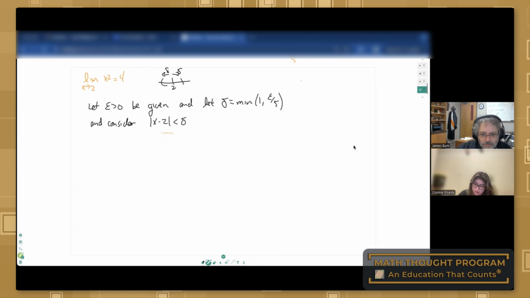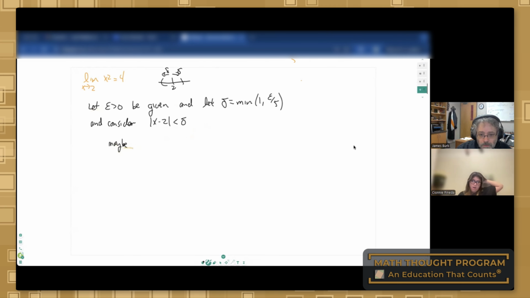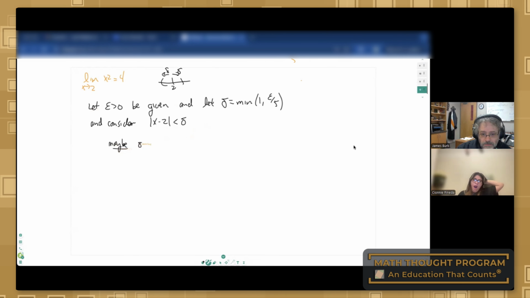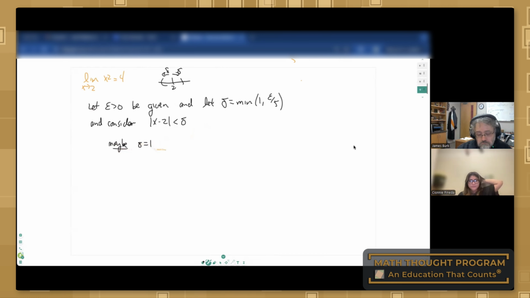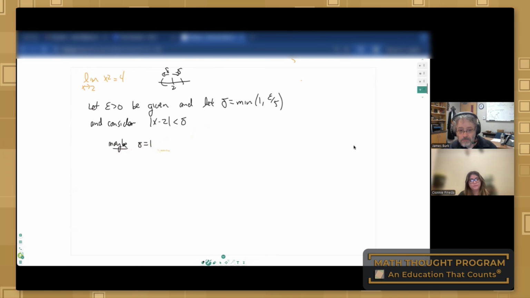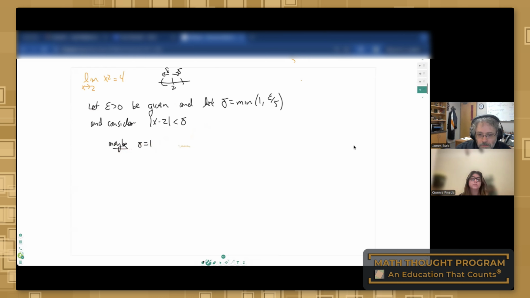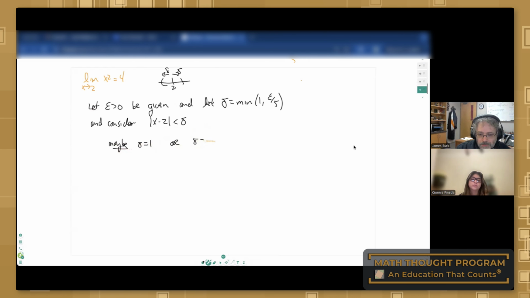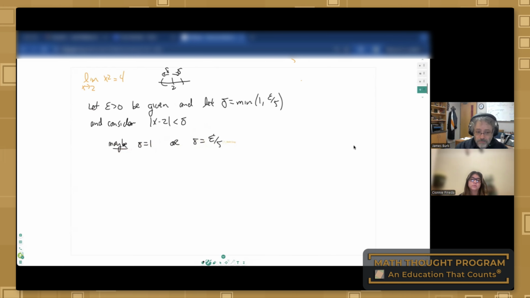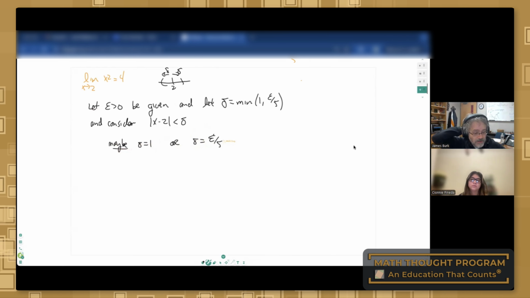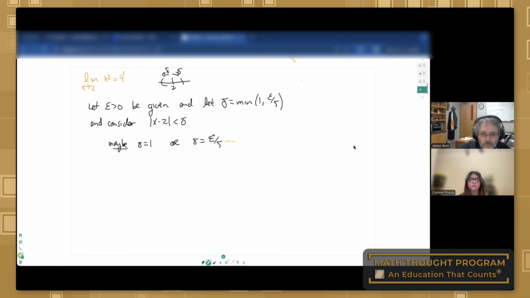I have the case that maybe this delta is 1. That's possible. And maybe I have the case where delta is this epsilon over 5. That's also entirely possible.